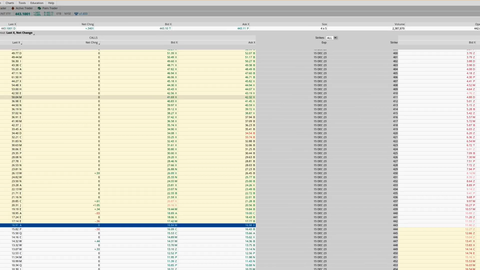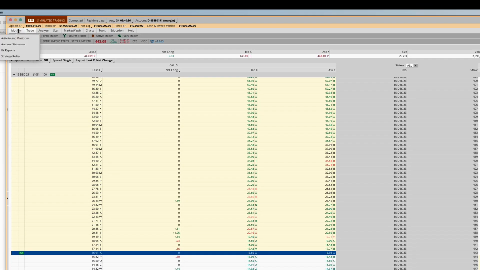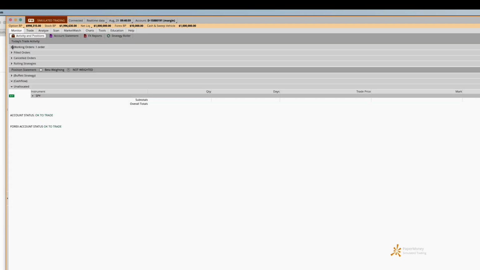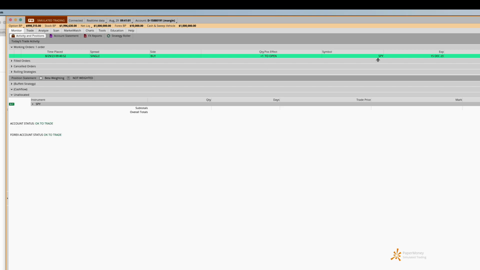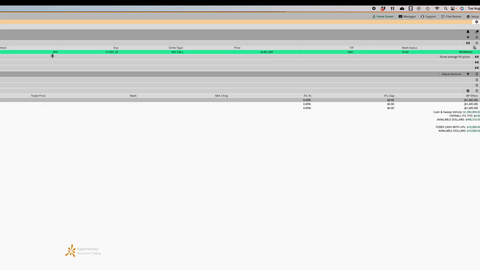And I'm going to send it off. Over here in the upper left, we'll click over to our monitor tab, and you'll see it is actually sitting out there working. You can see the mark is 1692. I wanted it at 1685, so it's not going to place until it gets to that 1685 level. So you can actually place trades just as if you were on your real money account.